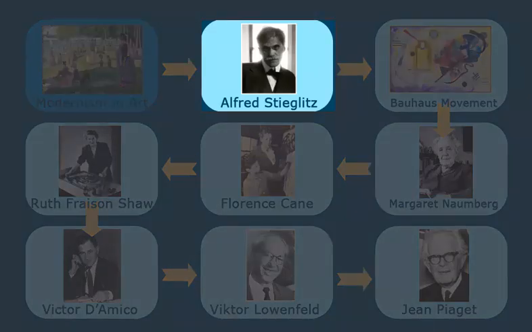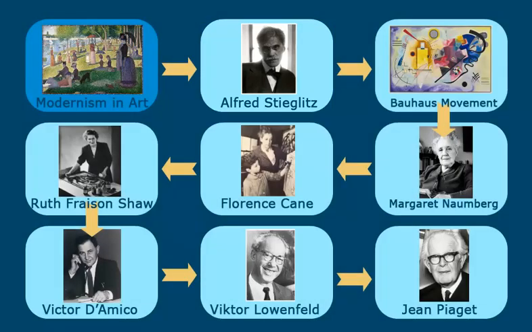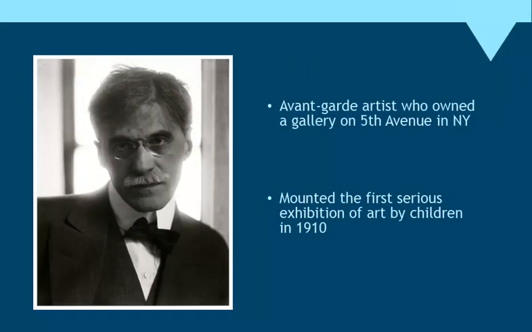Alfred Stieglitz. Alfred Stieglitz was an avant-garde artist who owned a gallery on Fifth Avenue in New York City. He mounted the first serious exhibition of art by children in 1910. His focus was unschooled artists, naive, pure, and natural expressionists before they were ruined by instruction. He promoted the idea of freedom in art education instead of restriction.